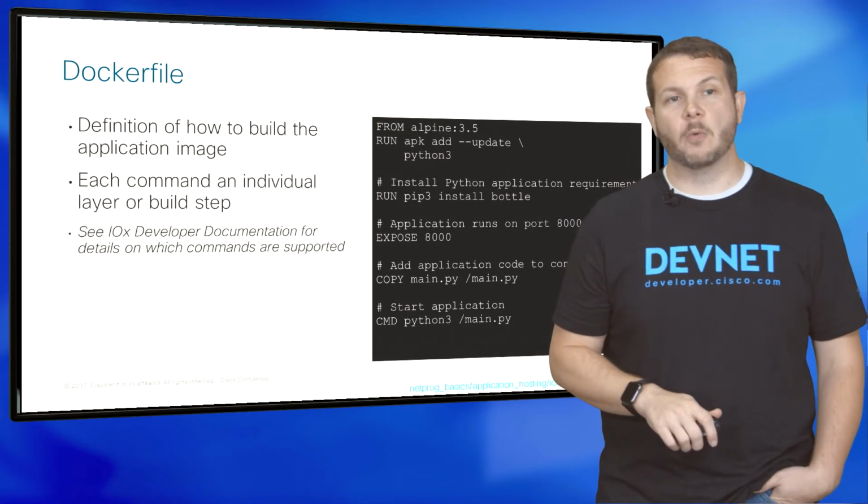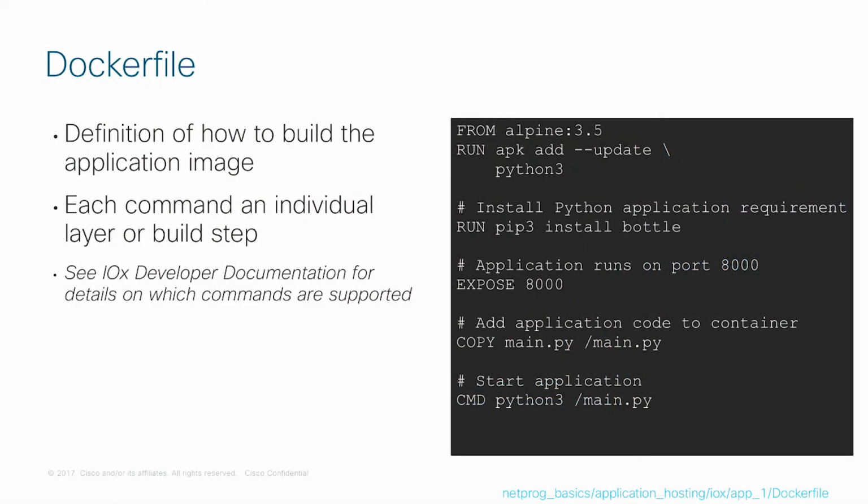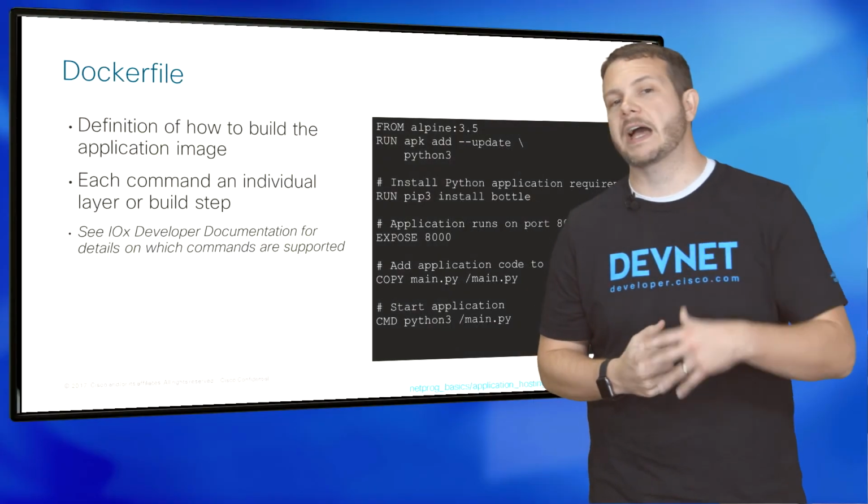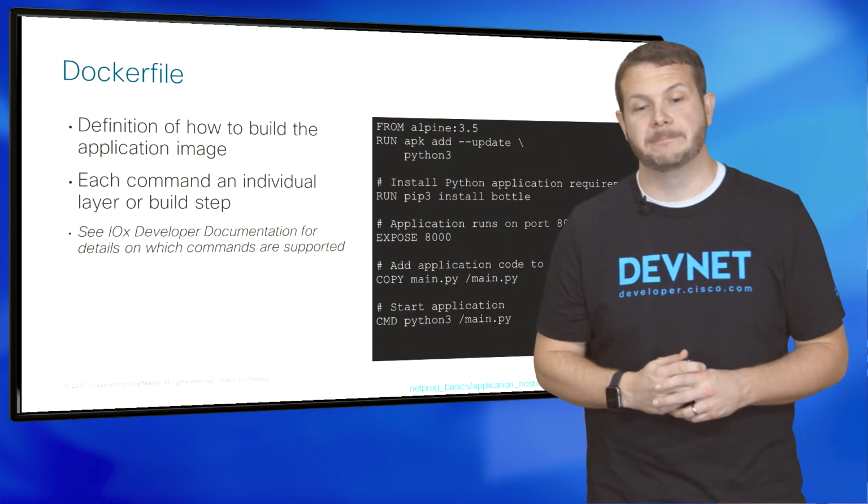If we look at them one at a time, we'll start with the Dockerfile. There's not much difference between a Dockerfile for an IOx application than what you would use for a traditional Docker image. Every command inside of here is a different layer in how we construct the Docker image, and we can see that we're building from an Alpine image. Alpines are very basic Docker images that are thin, intended for these types of containerized applications. We're going ahead and installing Python and then installing all of the requirements for our application. To look at all of the Docker commands that are supported, because not the full range of Docker commands are supported by IOx, be sure to refer to the IOx developer documentation available on DevNet.